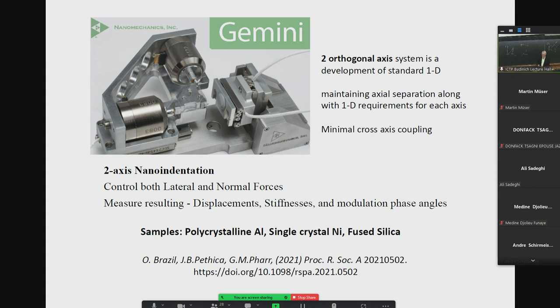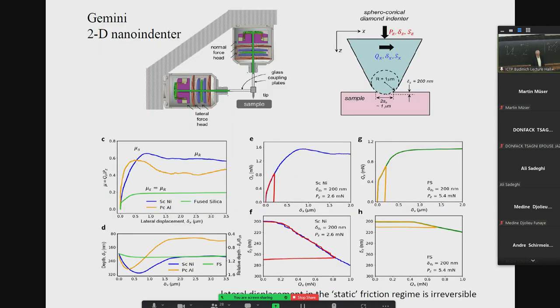And then you can do this in 2D in this particular case. It's done by coupling with some glass blades, which give you flexibility in one dimension and rigidity in the other direction, and that gives you reasonable minimizing of the coupling across the axes. I'm not going to say this is perfect, but we're talking about very large numbers here for these coupling things, so it's not a real problem in what I'm going to describe for you. We're going to use three different kinds of samples, two metals and a fused silica. This all appeared in this paper recently with George Pharr and Owen Brazil, who did all the great measurements himself. Right, let's get stuck straight in.